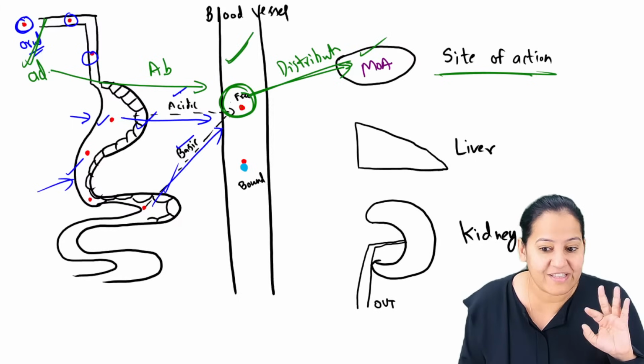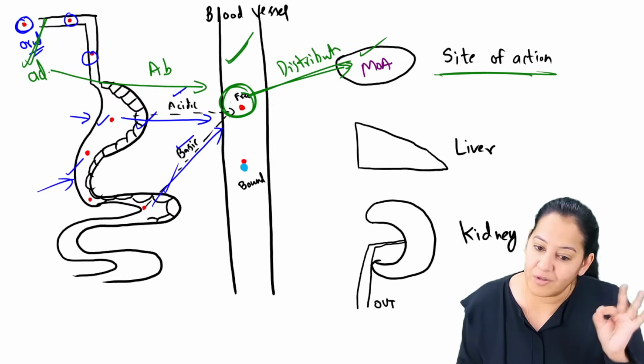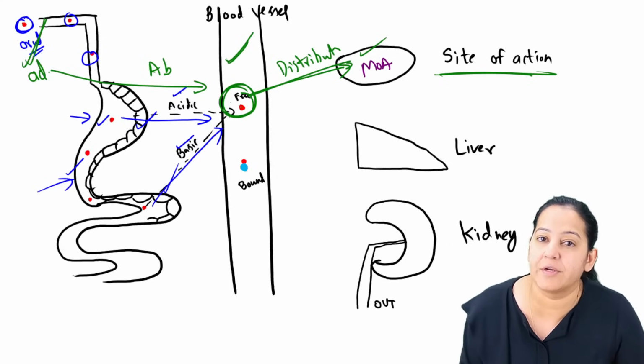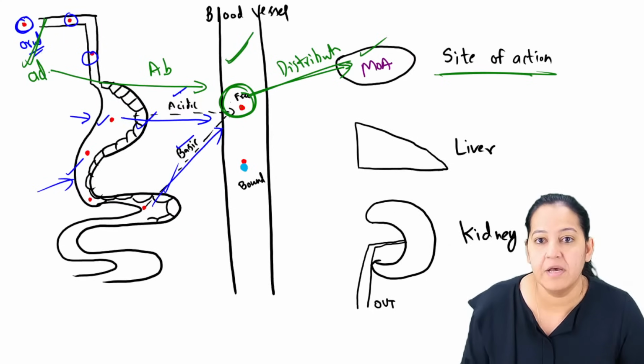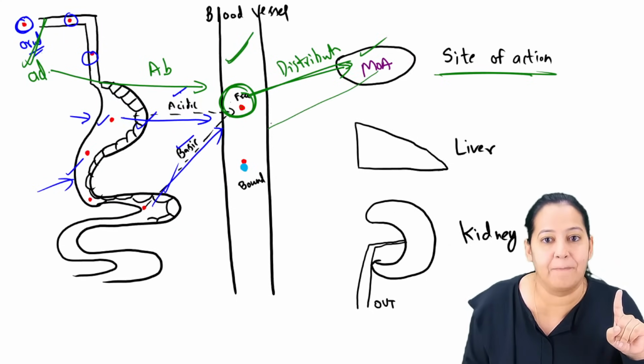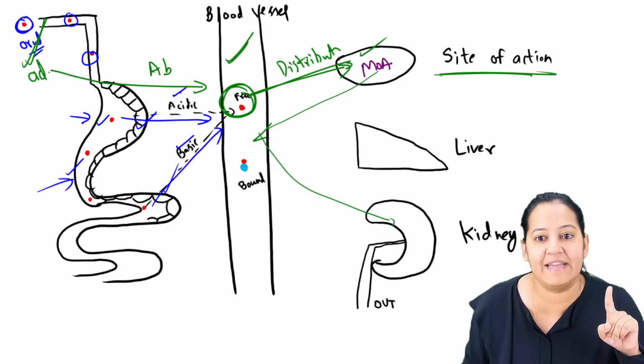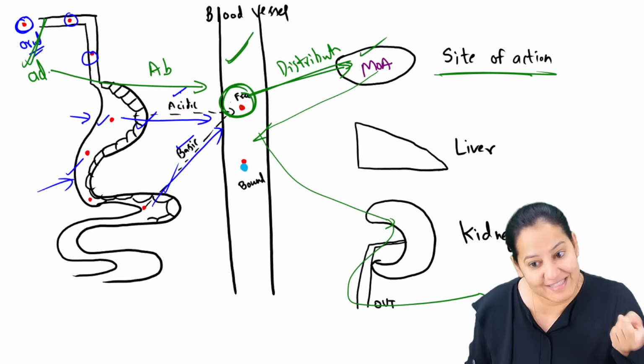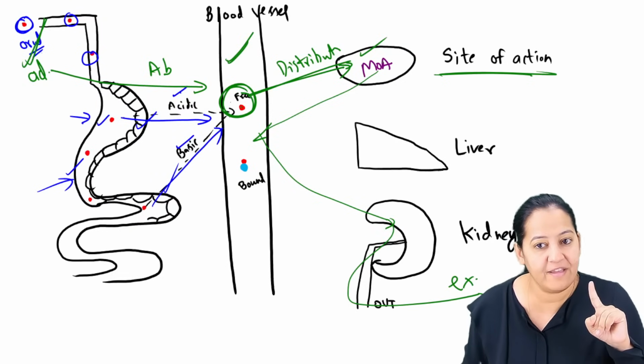What is the route of excretion? 90% or more than 90% of drugs are excreted in urine, not feces. So the drug should come back into the blood, and from the blood it should go to the kidney, and via the kidney it should be excreted out of the body via urine.